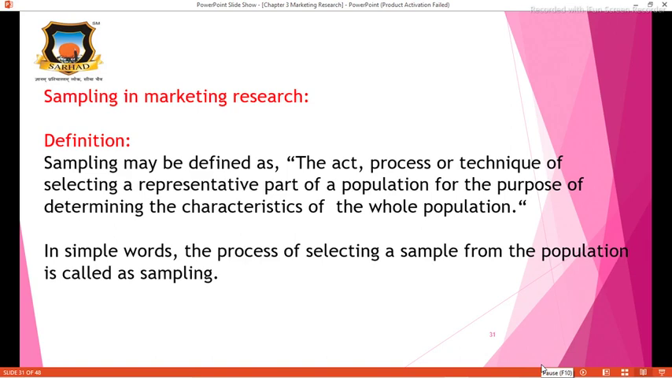We cannot study the whole population. Hence, for study purposes, we can select some items as a sample for our study.